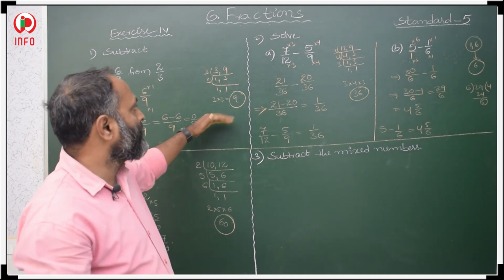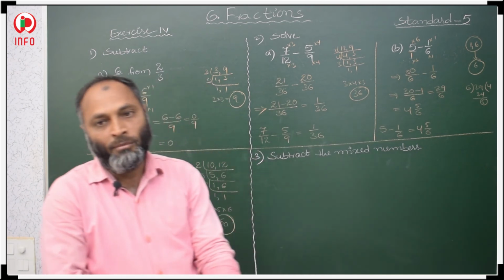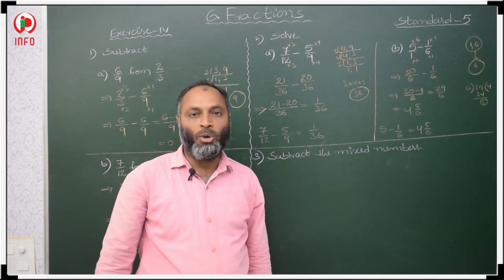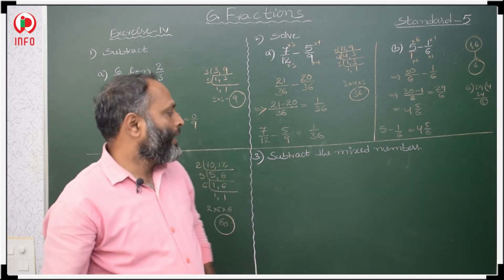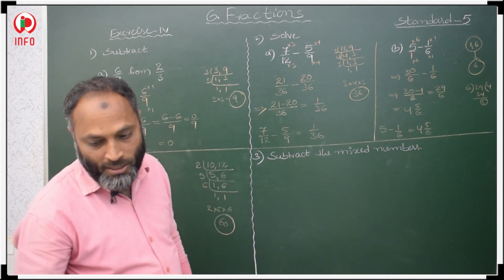Next, in this third question, subtract the mixed numbers. Here in this bit, in the second bit, we did A and B. More two questions were there. Those two more questions do as your home assignment. Okay.